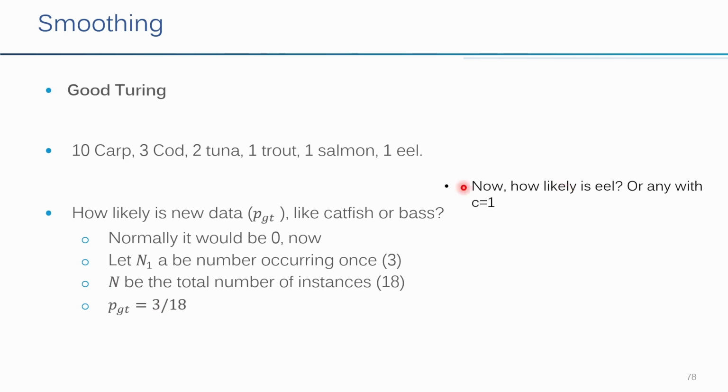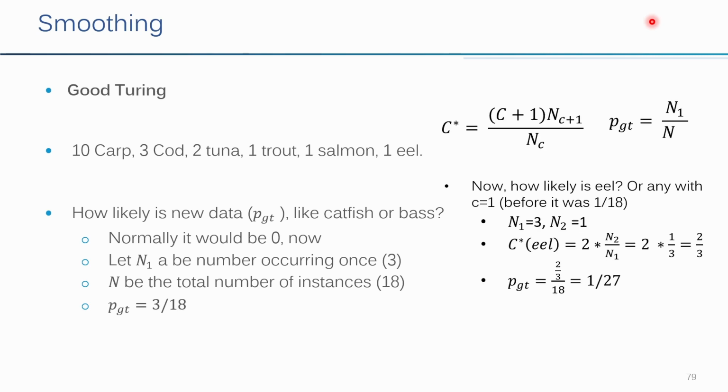Now, if I ask again, then how likely is the new one to be eel, or any of those elements right here that only occurred once? How does that affect the counts, the probabilities, and the reconstituted counts of our example?